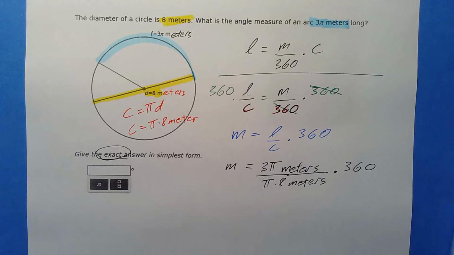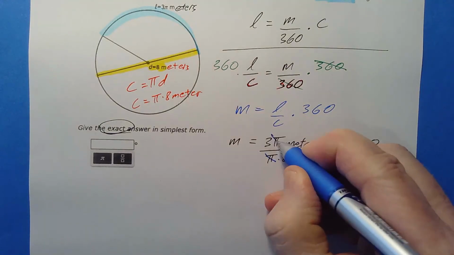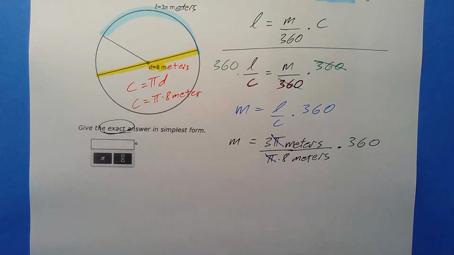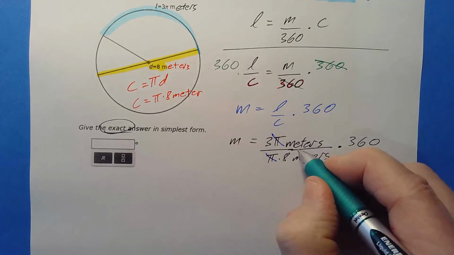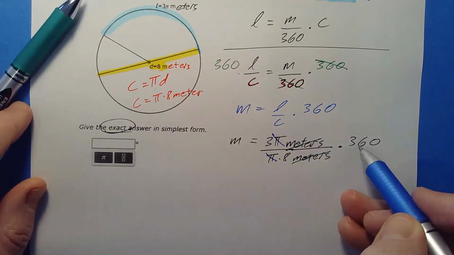Well, hey, look what I get to do. And this is what's cool about keeping things in pi, is that suddenly things get to cancel each other. Look, pi cancels, pi cancels. I get 3/8. That's pretty nice. Oh, look what else is going to cancel here. Meters and meters cancel. Things are getting easier by the second. So I've got 3/8 times 360.